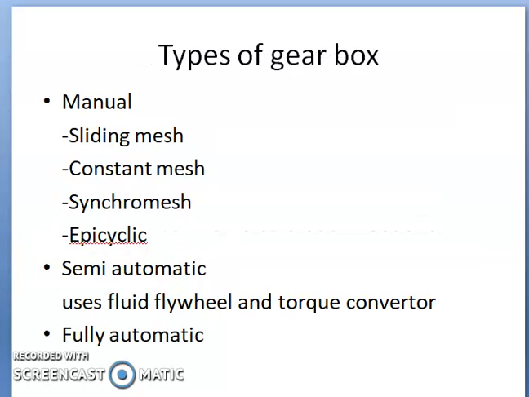Next we'll see what are the various types of gearboxes. You have a manual gearbox where all the operation, like shifting the lever and gears, is done manually. Under manual we have 4 types: sliding mesh gearbox, constant mesh gearbox, synchro mesh gearbox and epicyclic gearbox. Then we have semi-automatic, where we use fluid flywheel and torque converter. And the other one is fully automatic, where we use hydromatic transmissions.